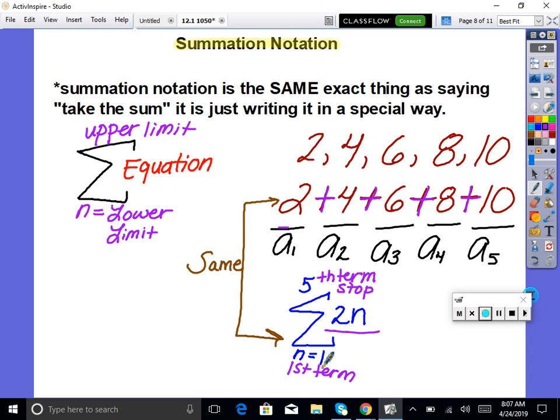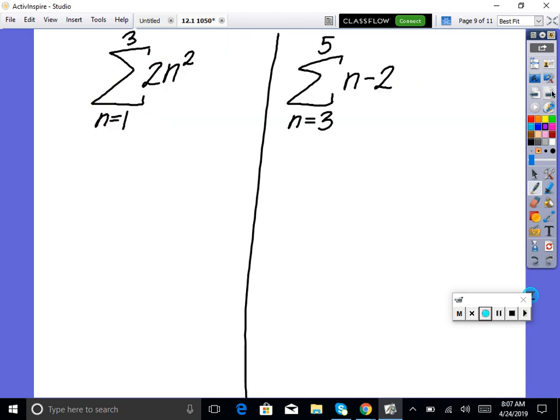See, if I plug in 1, I get out 2. Does everybody see? If I plug in 5, what do I get? 10. Does that make sense? It's not doing anything different. They are the exact same thing, just two different ways of writing it. Okay, so when you see this, this literally says, find the sum from the first up to the third term, given this formula.